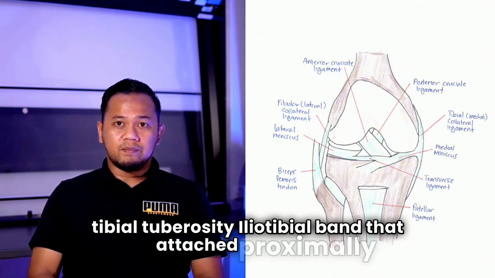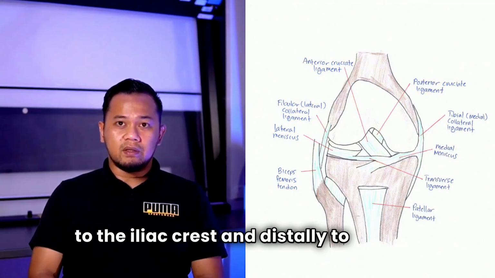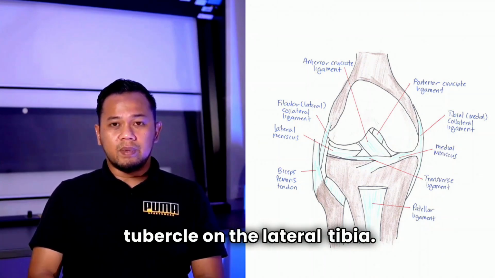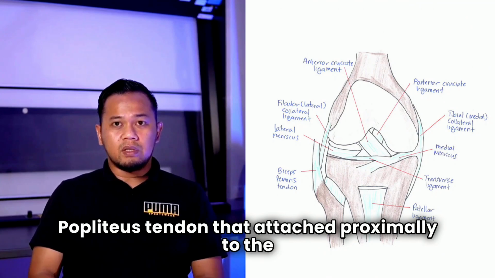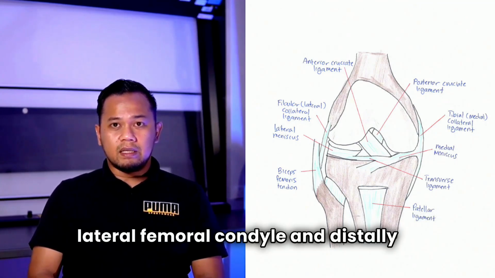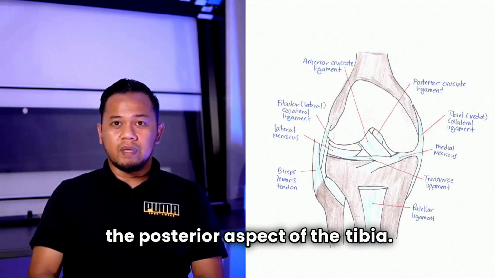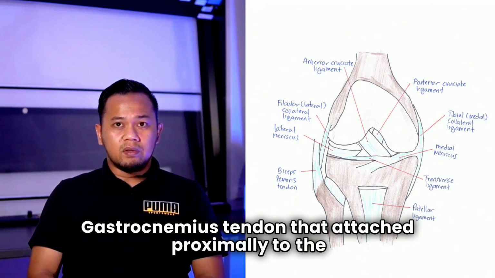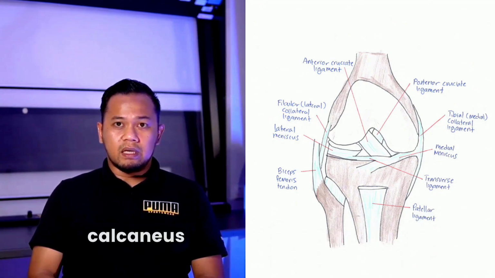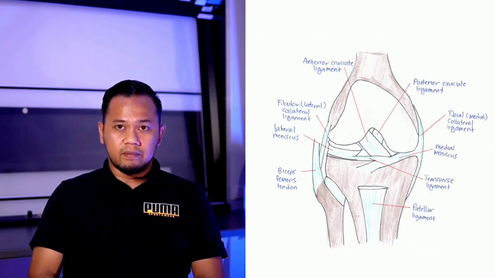Iliotibial band that attaches proximally to the iliac crest and distally to the tubercle on the lateral tibia. Popliteus tendon that attaches proximally to the lateral femoral condyle and distally to the posterior aspect of the tibia. Gastrocnemius tendon that attaches proximally to the femoral condyle and distally to the calcaneus via the Achilles tendon.